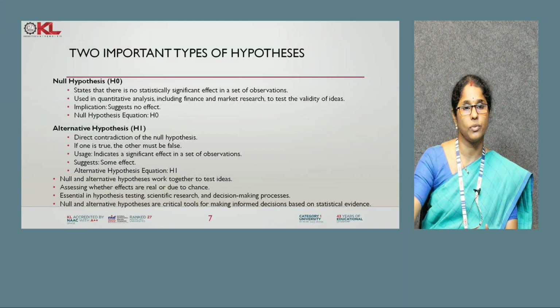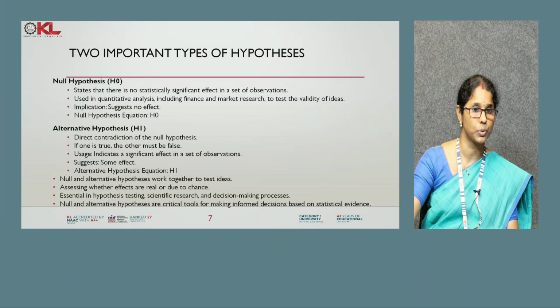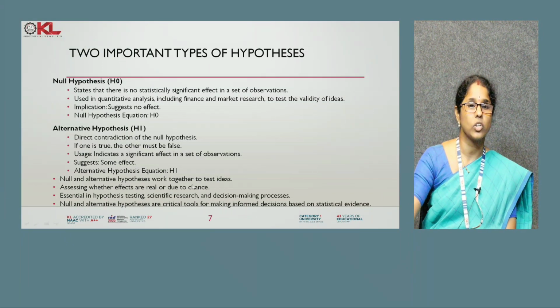So it is used to indicate a significant effect in a set of observations. So it has some effect on your data. Because one of the assumptions was proved wrong, this assumption might be proved right. So there is some effect on the data. The alternative hypothesis is represented by H1. So the null and alternative hypotheses work together to test the ideas.